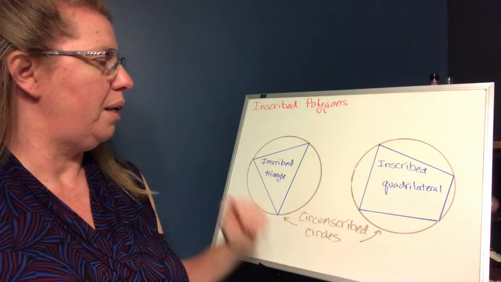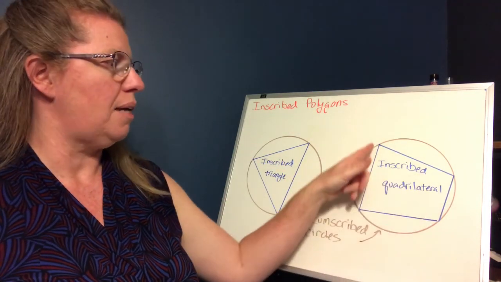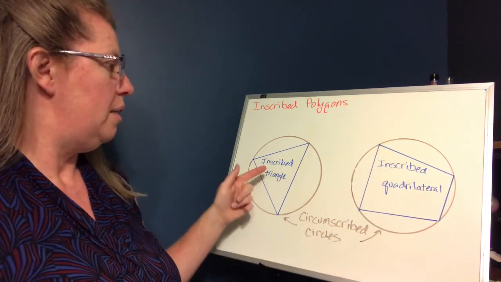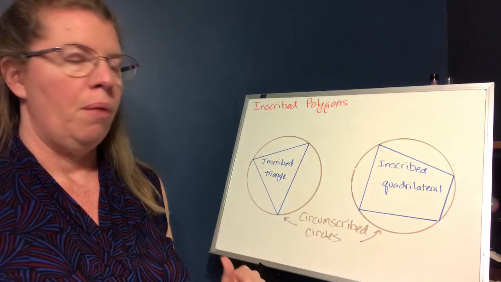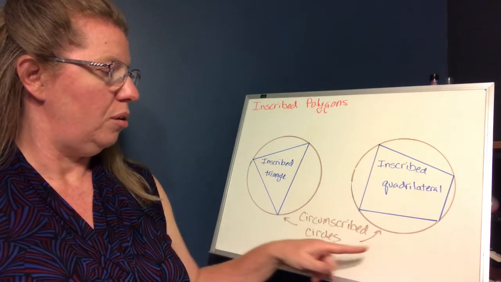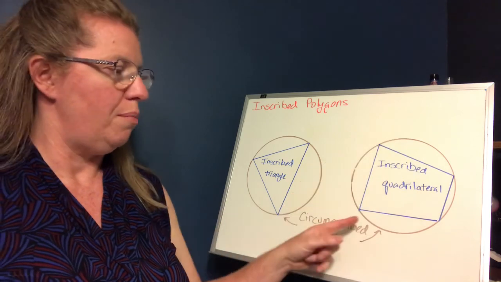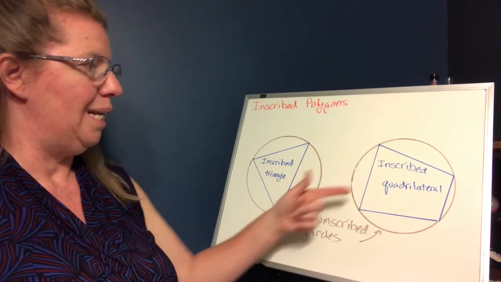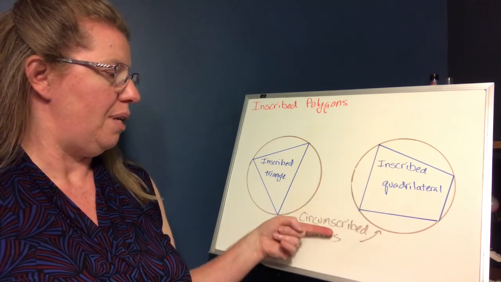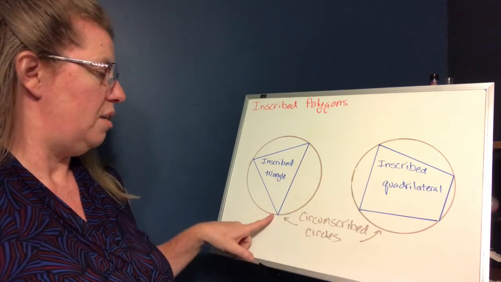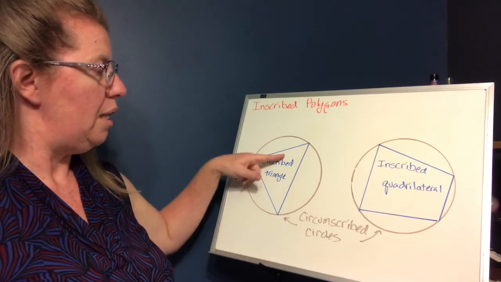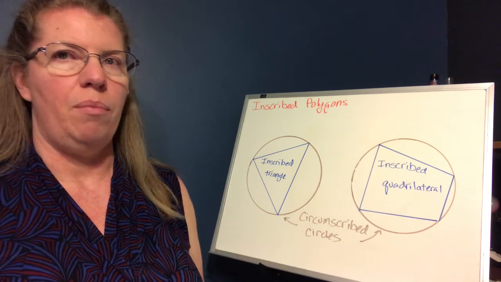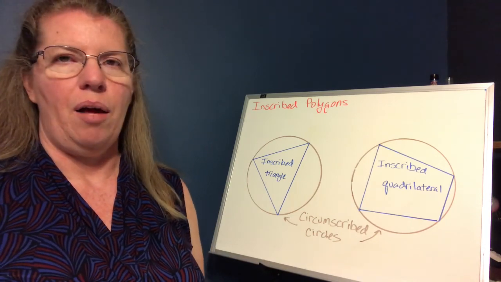So an inscribed polygon is when our polygon is inside our circle. So we would call this an inscribed quadrilateral. This is an inscribed triangle. But we would say that the circle circumscribes the figure. So we would say this is a circumscribed circle, the inscribed quadrilateral. That means it's on the outside. This is the circumscribed circle, inscribed triangle. I just want to point those out because they'll use those words in your examples or in your problems.